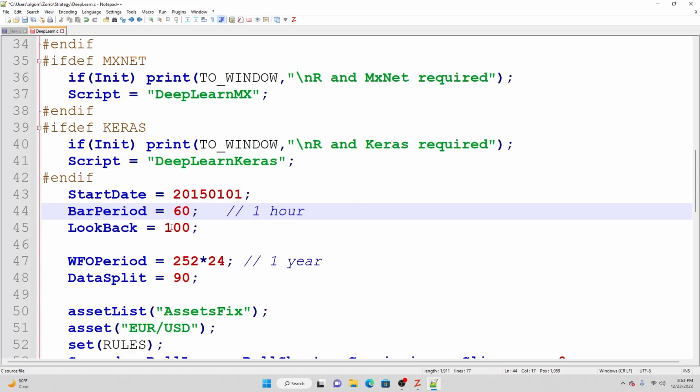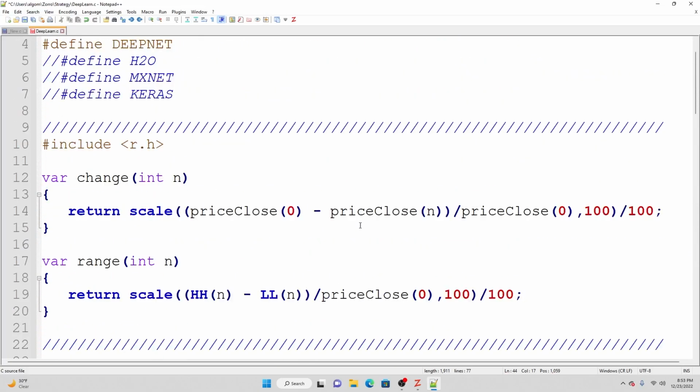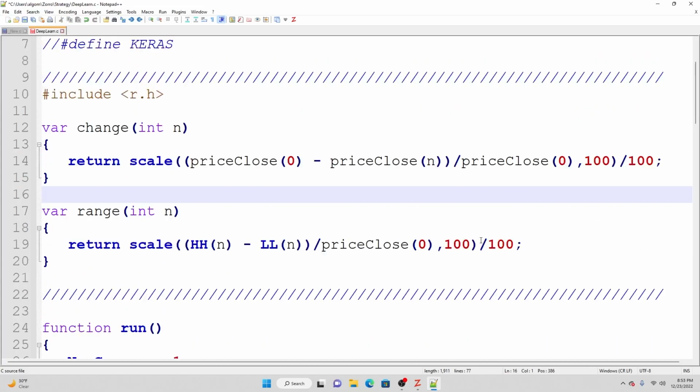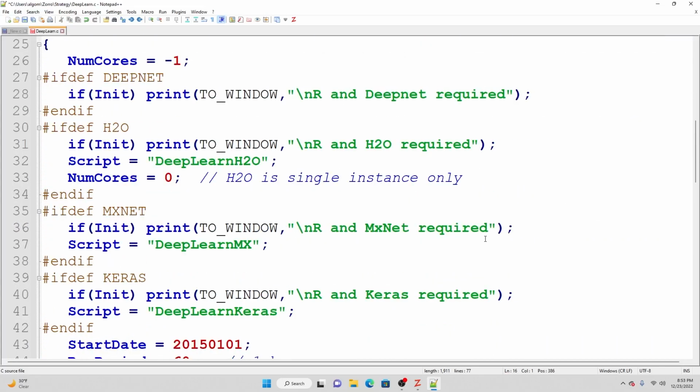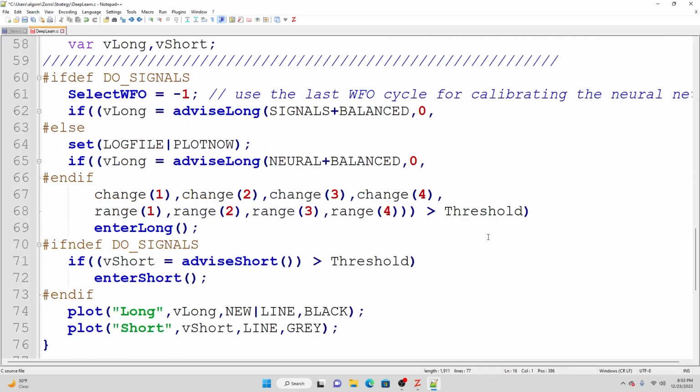The look back period is 100 because it has to be 100 bars, because this is what the scaling procedure here uses. So we need the last 100 values because of that scaling thing. So you can also play with these values here.